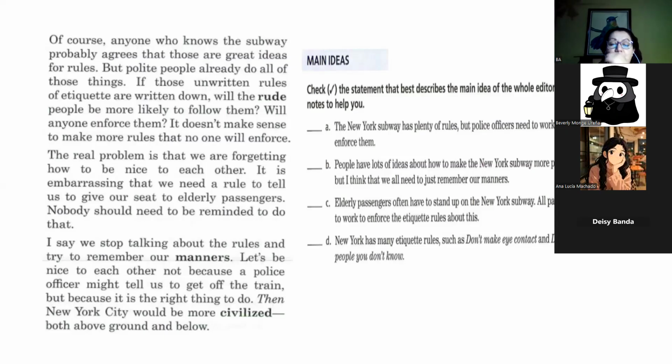Okay. It's possible also. Now, let me ask you, ladies, one question. They are talking in the different readings about written rules and unwritten rules. Okay. But the problem with unwritten rules is that people are not polite, they are rude. And the written rules, the problem is the police doesn't enforce, the police is not enough. Okay. So think of another solution, a different solution.